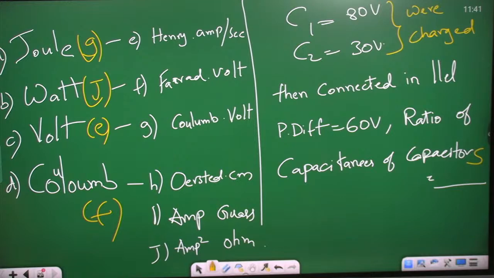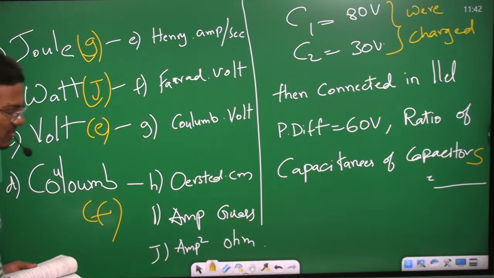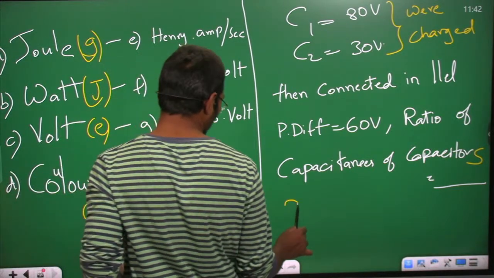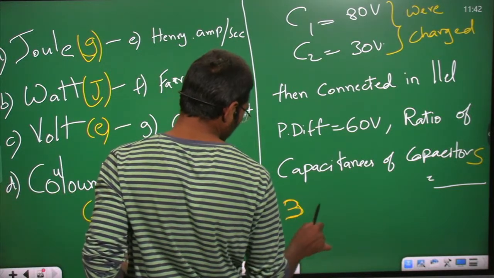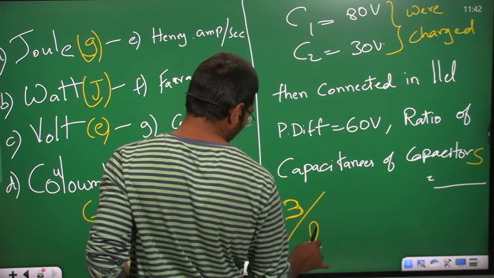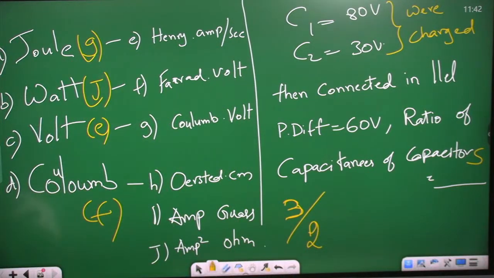So come on. Initially, then they are connected in parallel. So it results in potential difference of 60 volts. What is the ratio of capacitances of capacitors? 3:2. Correct. So how do you solve? Yes, Soumya, correct.